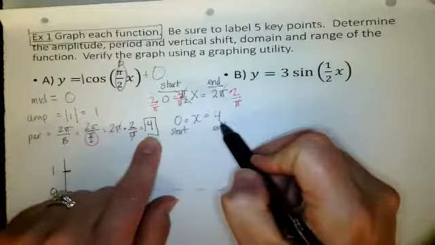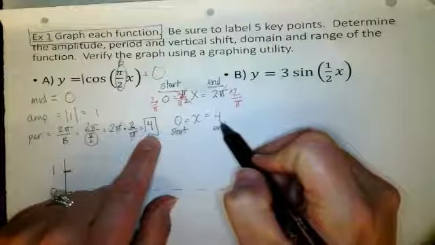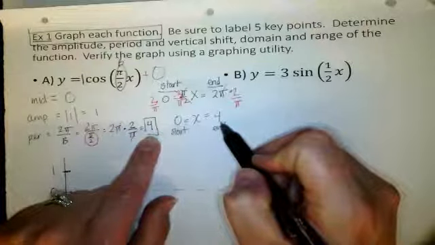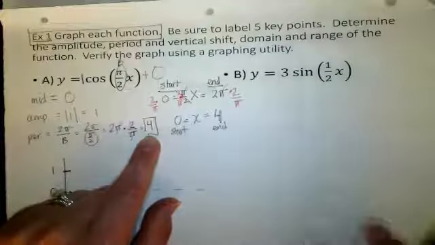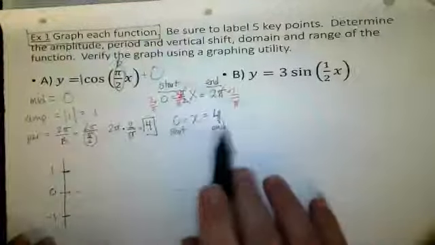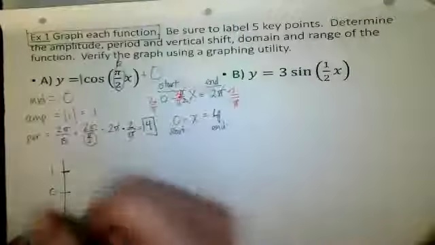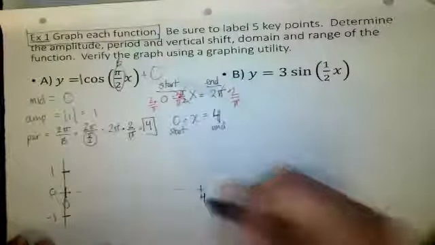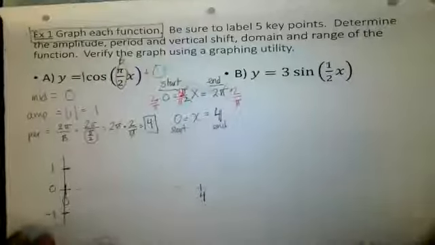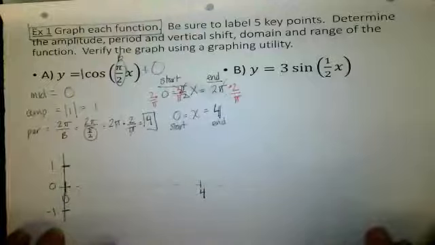Today, our ending value is going to match our period, but only today. That'll never happen again. Okay? So I just wanted to show this to you. I like having the starting and ending values because it makes it really clear that we're starting at 0 and ending at 4. And that's going to give me 1 period of my cosine curve.